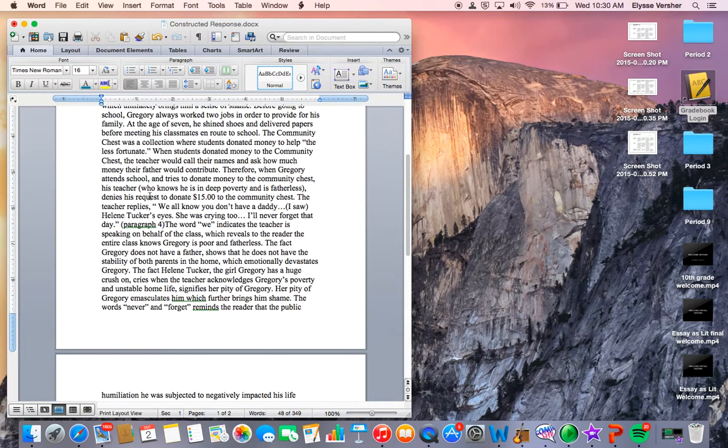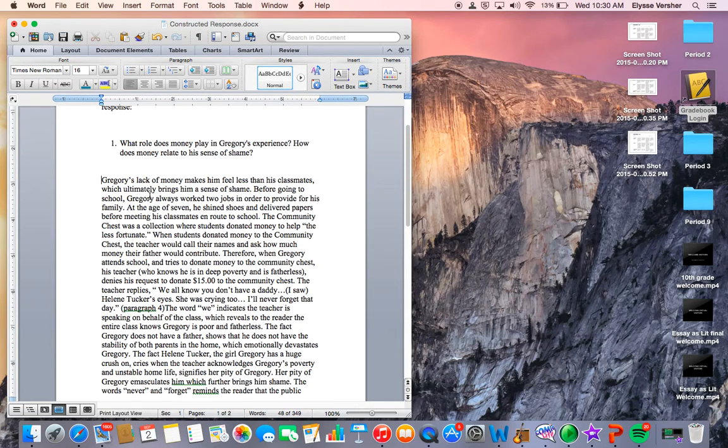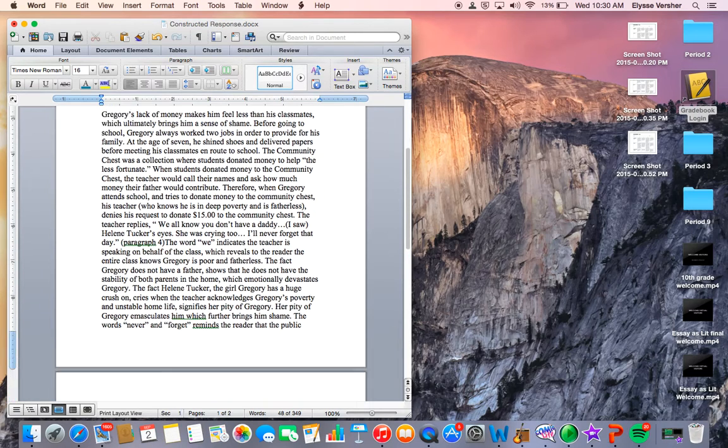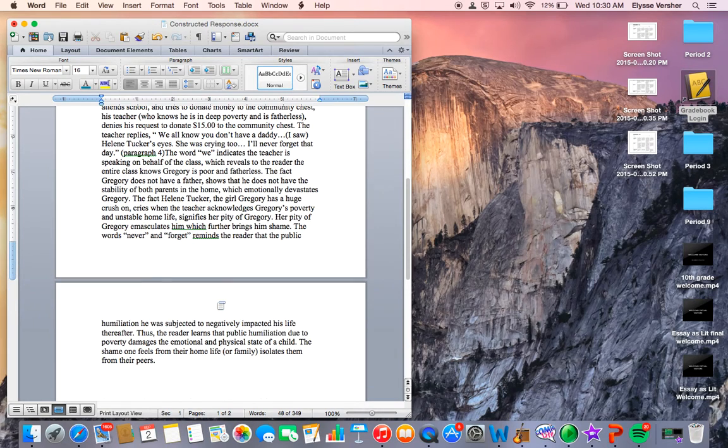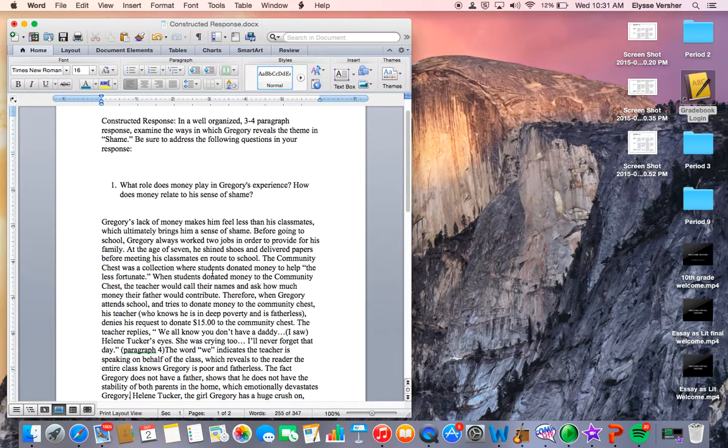And that is a great paragraph. The only thing, now that I'm putting my teacher hat on, is that this will be in a revision. As you can see, there are some squigglies here that we would need to fix. We said "the fact," we used that twice. So when you find yourself using the same words over, you can just delete it and say, Helen Tucker, the girl Gregory has a huge crush on, cries. Just make the statement. That's how you polish it up in the end.